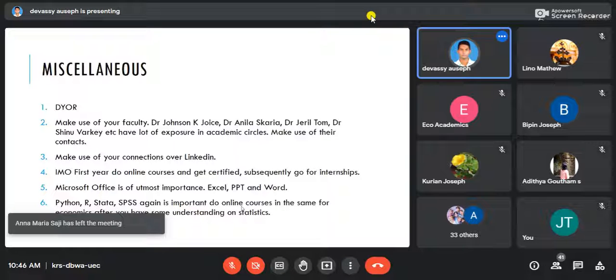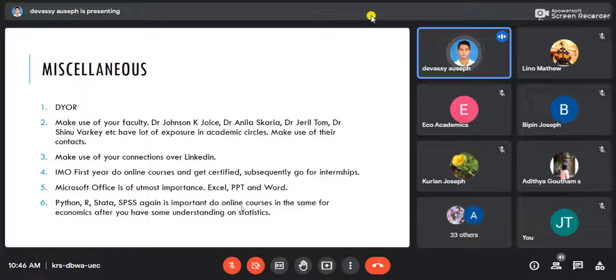Fifth point is Microsoft Office is of utmost importance, and it is in the descending order. Microsoft Excel is of the most importance. Then comes Microsoft PowerPoint, and then comes Microsoft Word. All of them are very potent tools, very important, very dynamic tools. So become proficient in them.